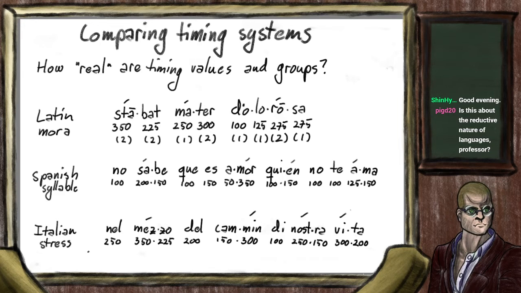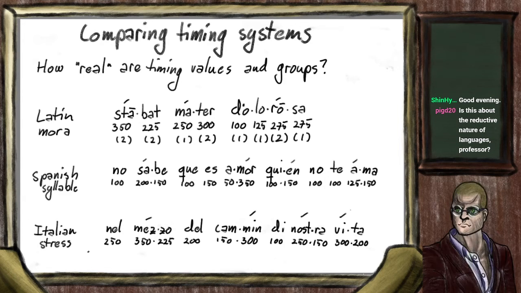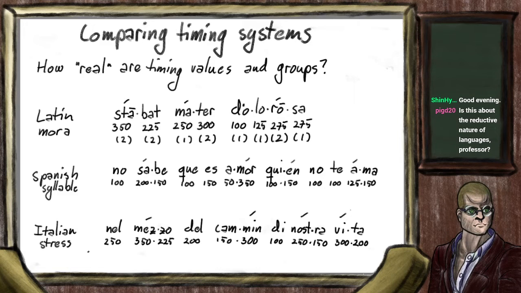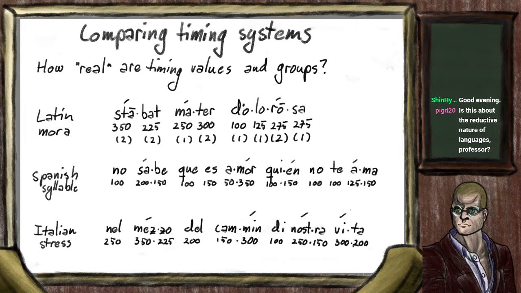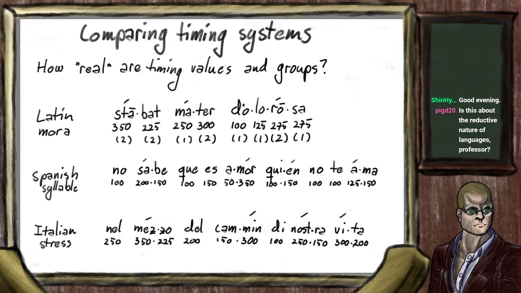And then for Italian, we have Nel mezzo del cammin di nostra vita, which is from Dante Alighieri, the opening line of the Divine Comedy. And in this case, we see that the stressed syllables are overwhelmingly longer than the non-stressed syllables. This is the case in every word and by a fair margin. This is about 100 milliseconds in each case, about 50% longer than the unstressed one.